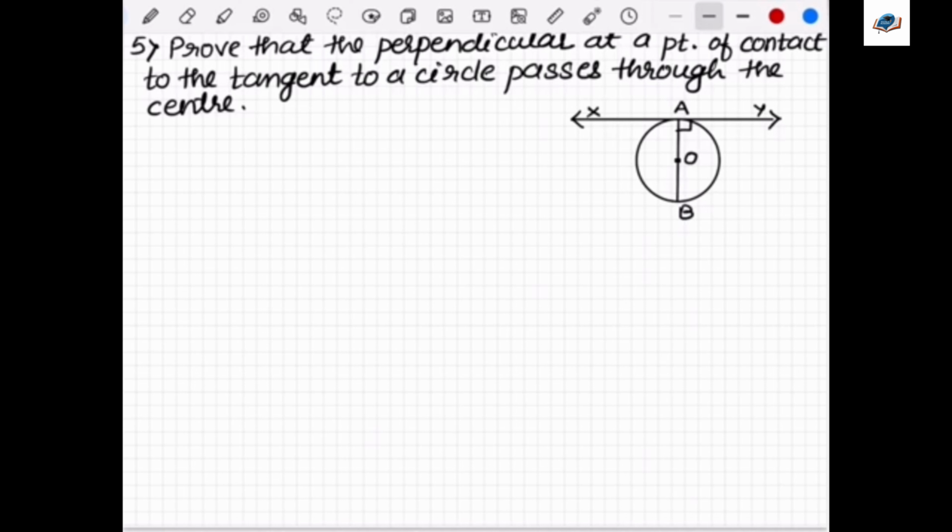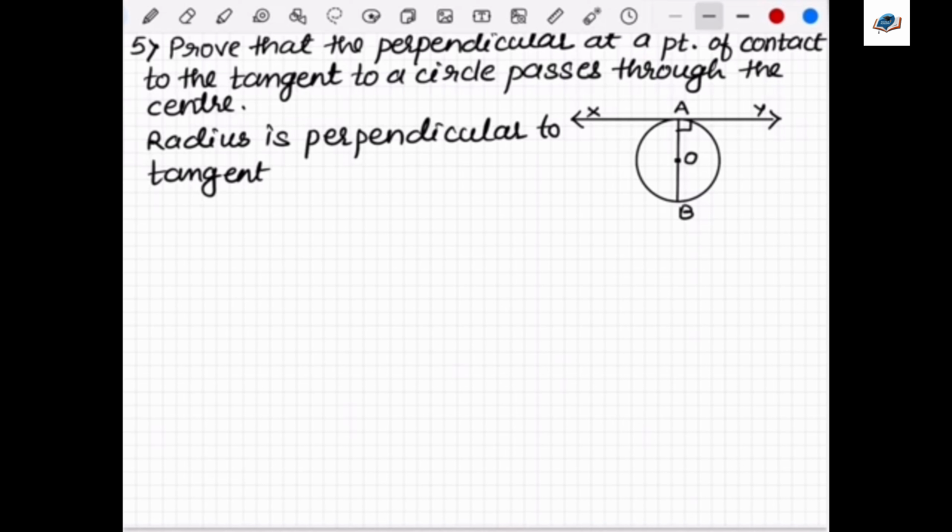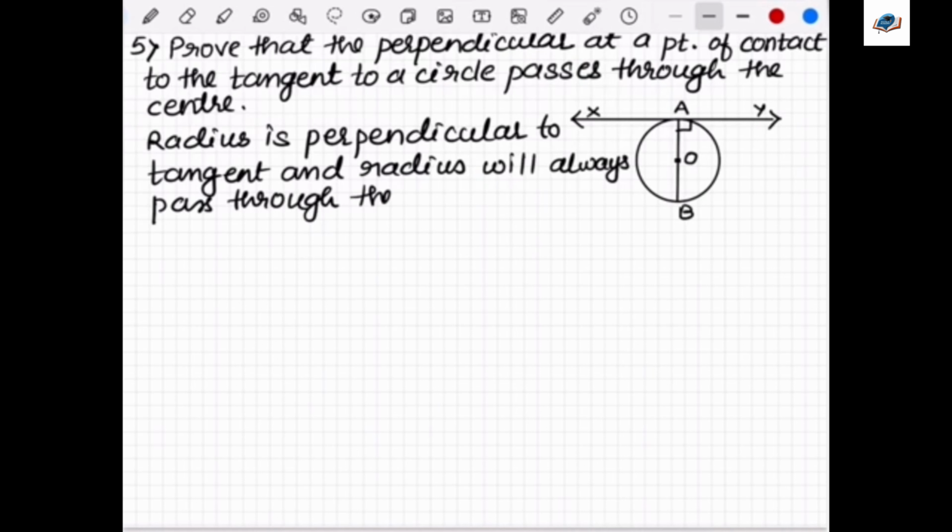So here I can say the radius is perpendicular to the tangent, and the radius will always pass through the center of the circle, and this only I wanted to prove. So hence proved.